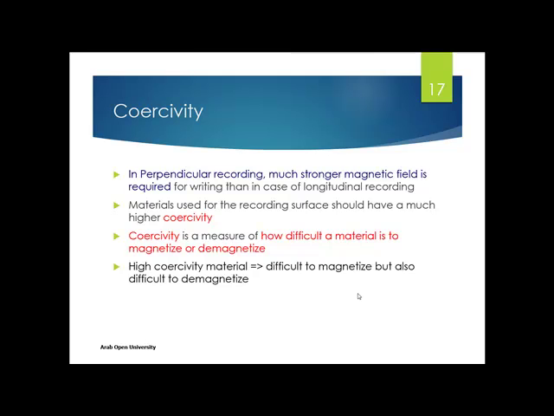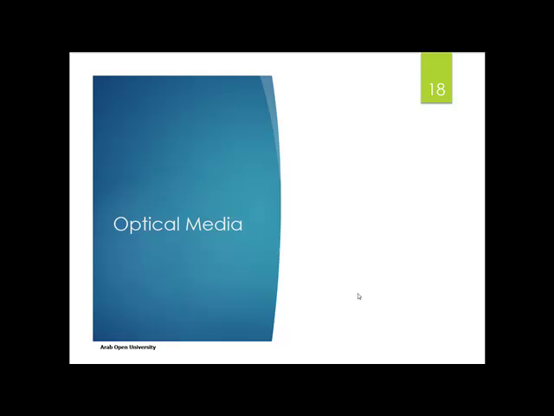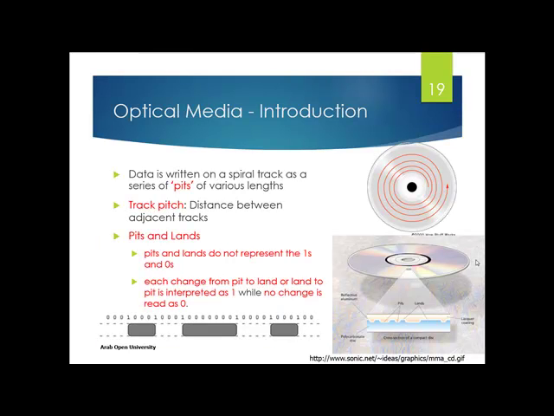So now let's move to the second category of our information storage media, which is the optical media. The second part of our lecture is about optical media. Let's start first with a brief introduction about this category. The data is written on a spiral track as a series of bits of various length. This is the first term we need to understand as part of the optical media terminology.